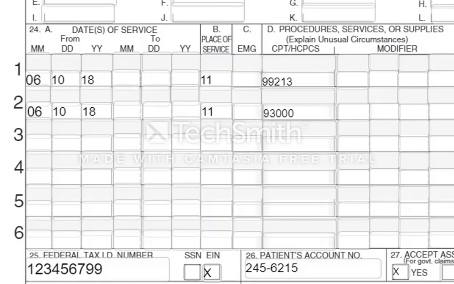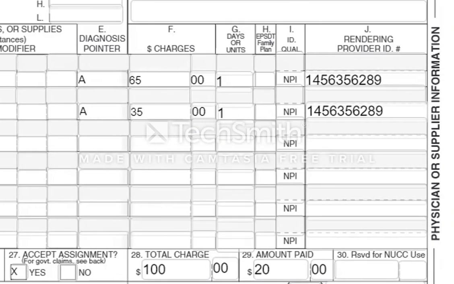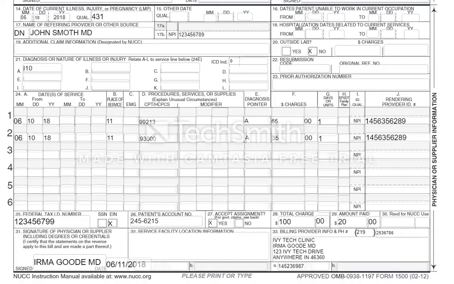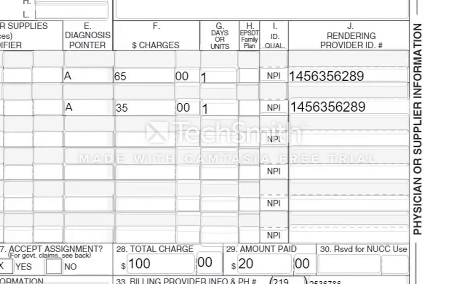Remember that evaluation and management code will be the first one, followed by all the additional codes in the order of charges, or column 24F. If we need any modifiers, we'll put that in the second half of column 24D. And then 24E is once again linking that CPT code with that ICD code. In this case, we only have one ICD code, so it's going to be the letter A, representing that office visit and that EKG was because of the patient's hypertension.